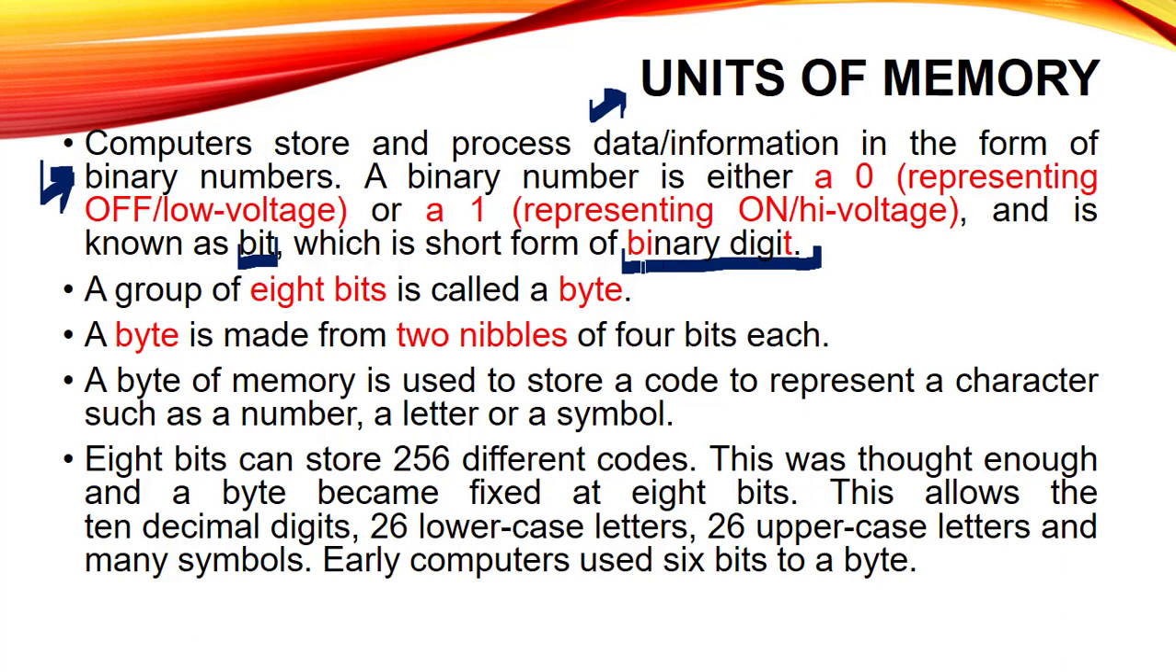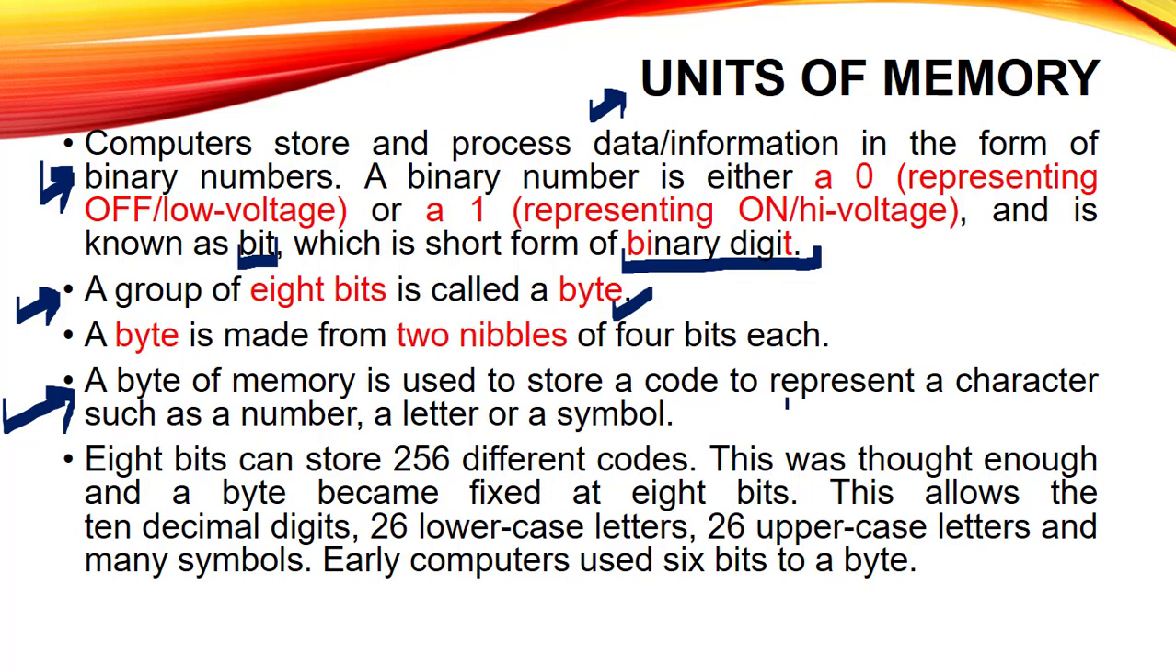Fine. Well, when we combine 8 bits, it forms a byte. So it means 8 bits is equal to 1 byte, and 1 byte is also made from 2 nibbles, where 1 nibble is equal to 4 bits. Okay. Now a byte of memory is used to store a code to represent a character such as a number, a letter or a symbol. Fine. It's a very important point.